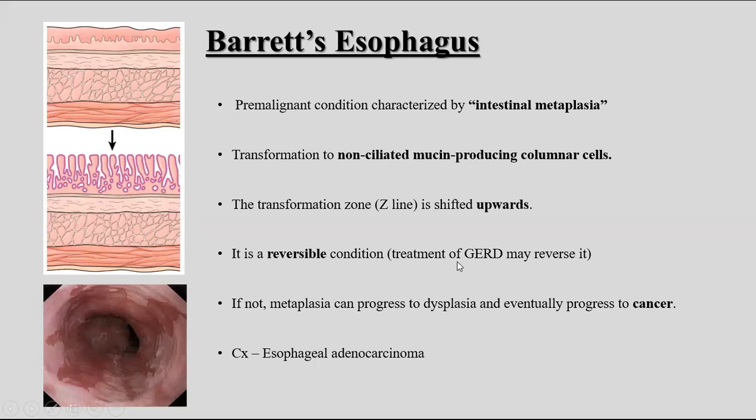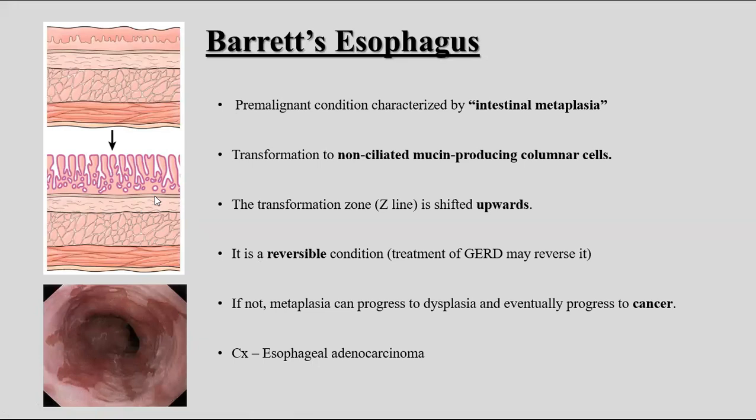If you don't treat GERD, Barrett's esophagus is a metaplastic condition, so it will keep progressing till the cells become dysplastic and eventually they'll become cancer. And the most common type of cancer in this case would be esophageal adenocarcinoma, because the cells over here are gland producing cells. Okay, so you have to remember that Barrett's esophagus is one of the main complications of GERD.